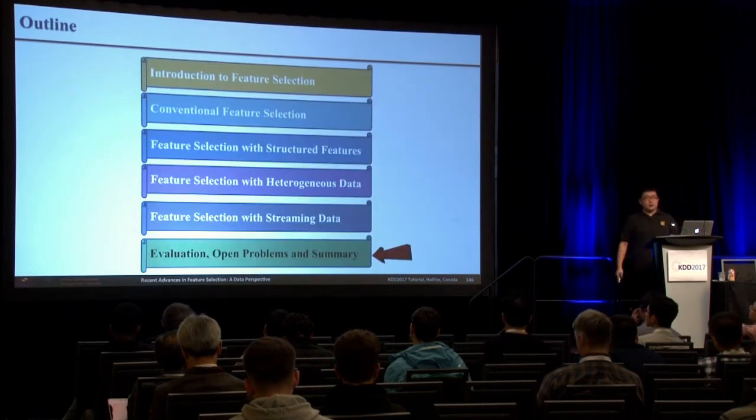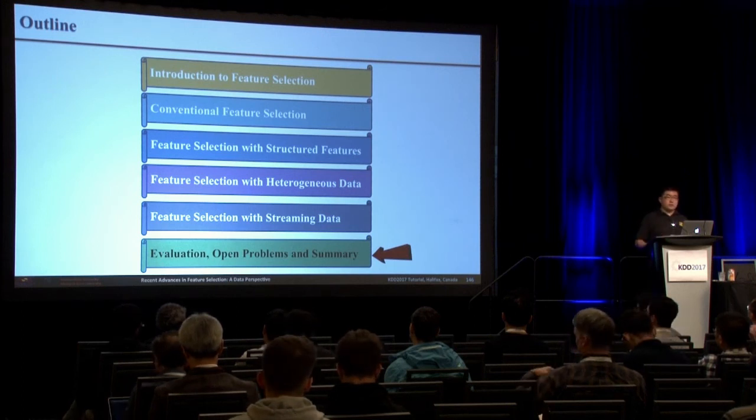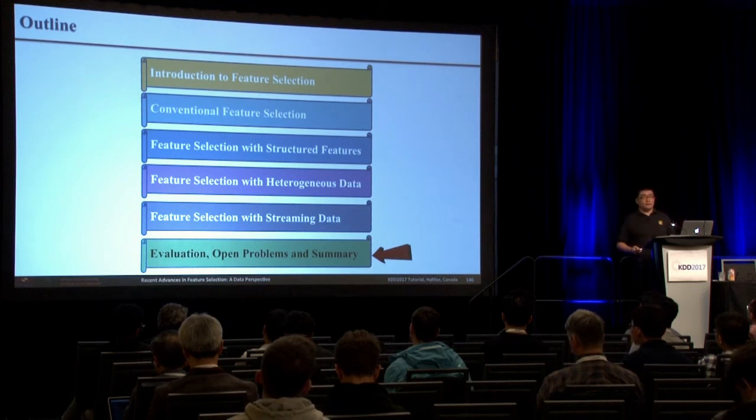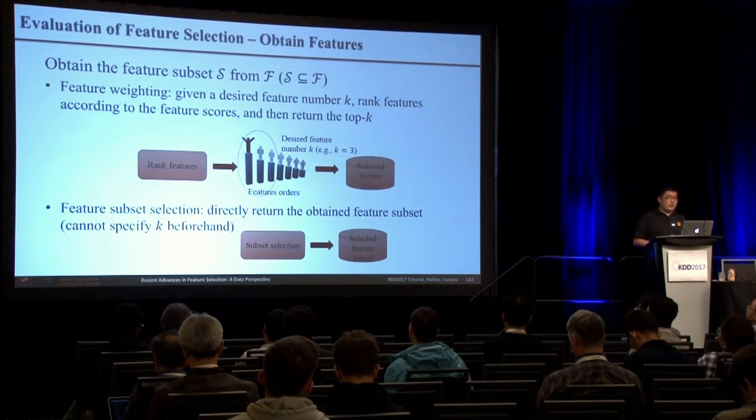So at the last, I think we will talk about how to evaluate different feature selection algorithms. We will also talk about some open problems when applying feature selection. And at the end, we will give a summary. First, I will talk about how to evaluate different feature selection methods.